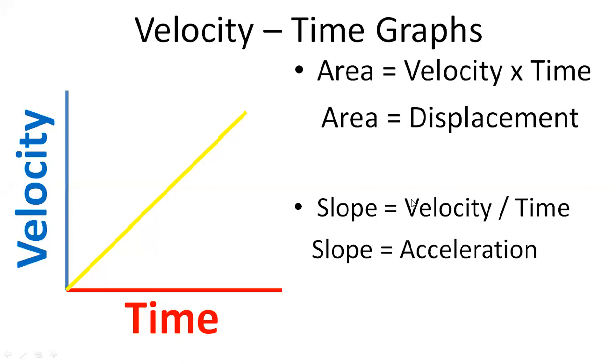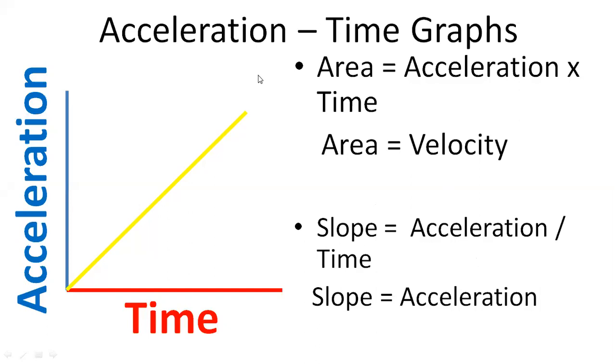Okay. Now let us go with the next one. The last graph that is remaining is the acceleration time graph. Now the acceleration time graph is very simple. If we take its area, it would be acceleration into time. And acceleration into time means what? We have a formula, acceleration is equal to velocity by time. So acceleration into time would be velocity. So the area of this graph will give us velocity.